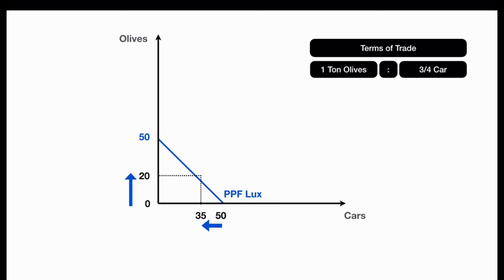Had they given up the 15,000 cars to make the olives themselves, they would have only made 15,000 extra tonnes. So by specialising and trading, they receive an extra 5,000 tonnes. Luxembourg also achieves output combinations for consumption that are beyond its PPF, with an extra 5,000 tonnes of olives to eat than if they had not specialised and traded. Trade is beneficial for both countries.